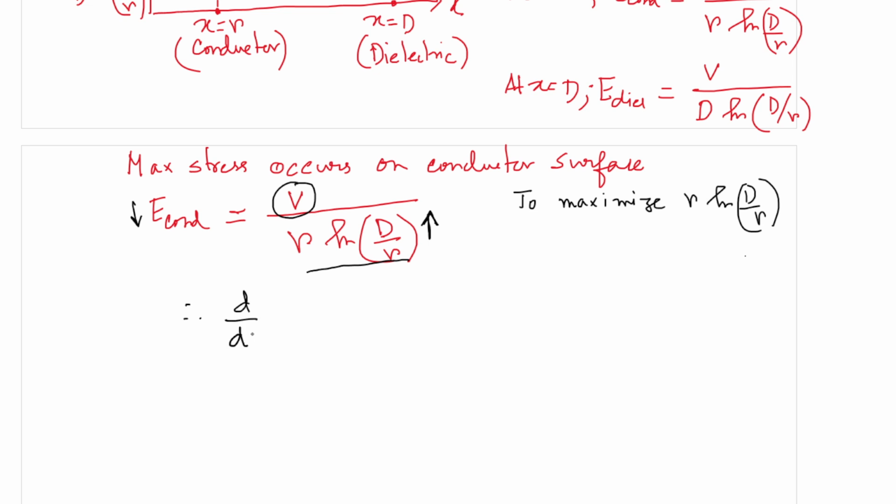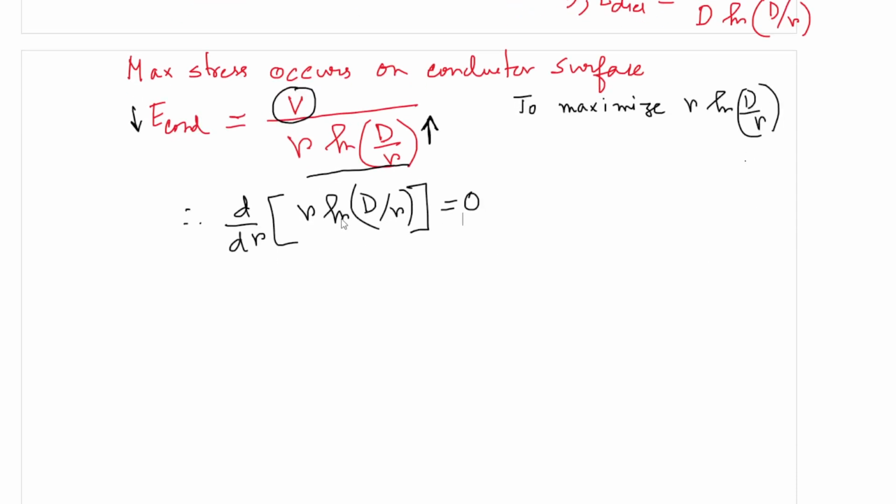We should take the derivative of this term r ln D by r, and we should make it equal to 0. If we are able to do that, we shall see a definite relation for which this term is maximum. Okay, so now let us find out what that relation is.